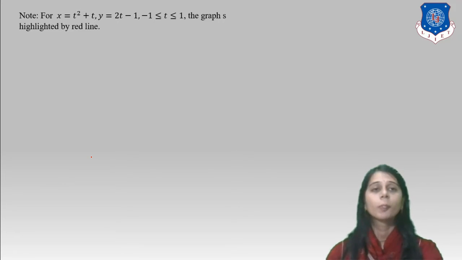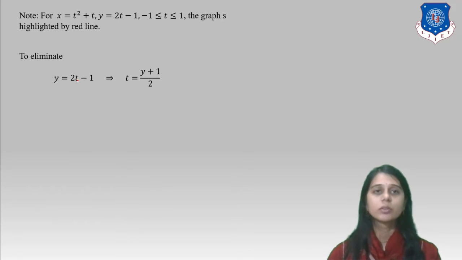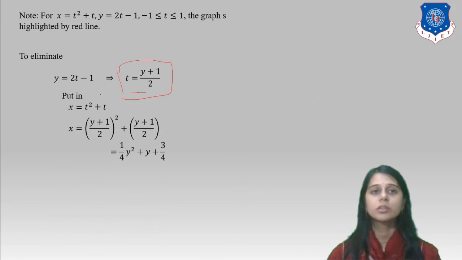Now to eliminate the parameter from the equations, y equal to 2t minus 1, so we take t equal to (y plus 1) by 2. Put this value in the x formation, t square plus t. So it is ((y plus 1) by 2) whole square plus (y plus 1) by 2. Now we get the equation in x equal to f of y form. We will eliminate the t value from these two equations.